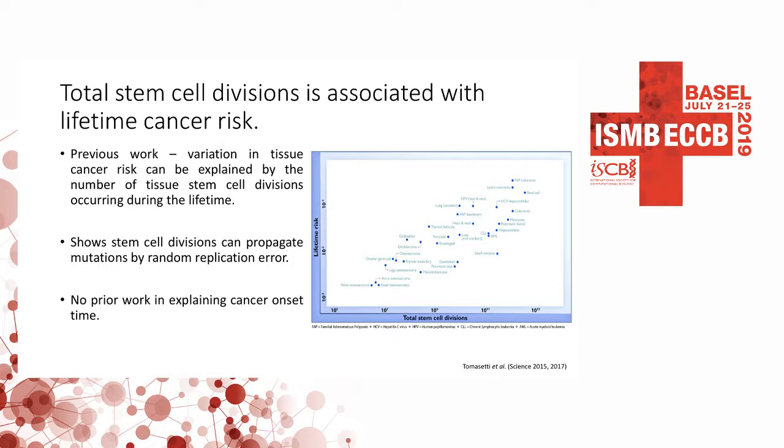So their argument was, if a tissue has a large number of stem cells, that means that it has gone through much more cell replication, and therefore there could be random errors during each replication step, and that could accumulate over time, and that could lead to cancer. As far as we know, there's no prior work trying to explain cancer onset time.